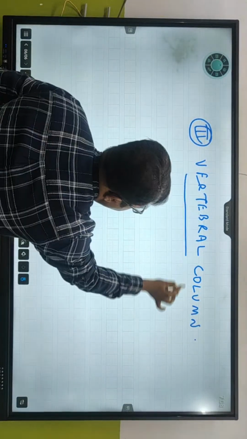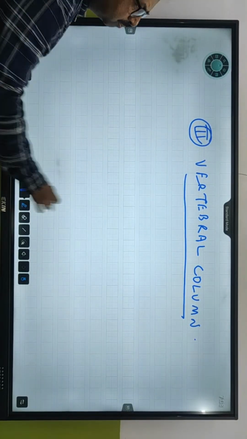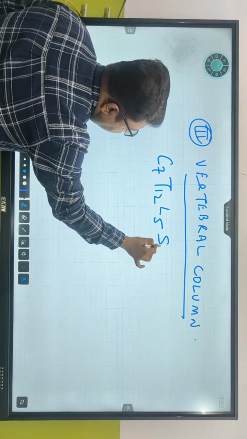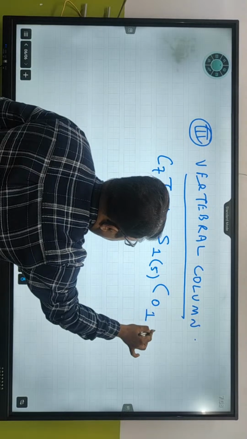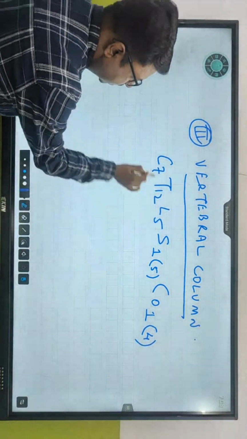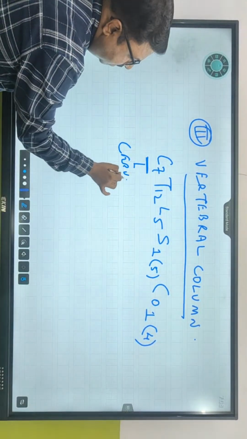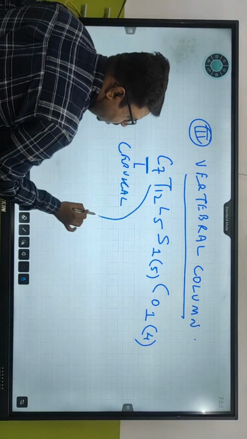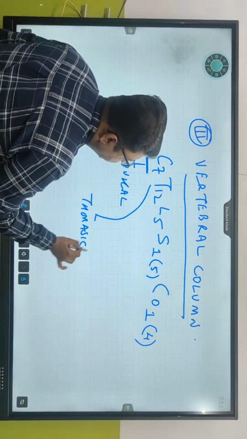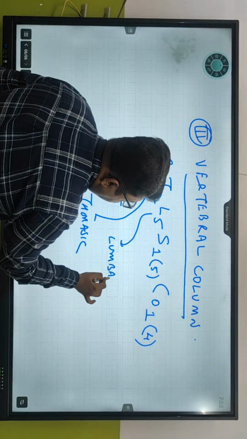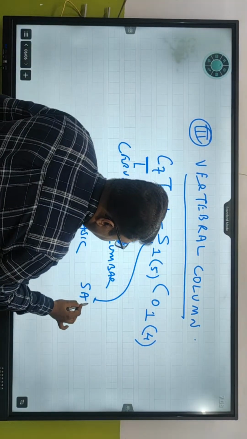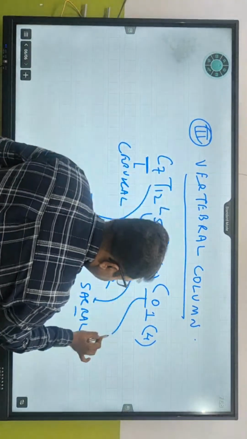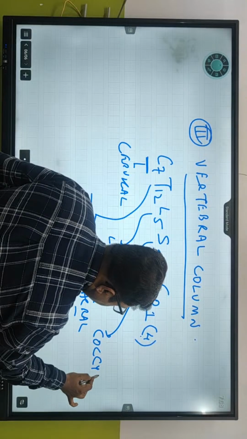Vertebral column. So when we talk about vertebral column, the formula is C7, T12, L5, S1 under bracket 5, coccyx 1 under bracket 4. What is the meaning of under bracket? So cervical, the first one is cervical bone. How many of them are cervical? 7 of them are cervical bones. Then thoracic, 12 of them. L for lumbar, 5 of them. S for sacral, only 1, 5 of them fuse to become 1. And this is coccyx, 4 of them fuse to become 1 coccyx.